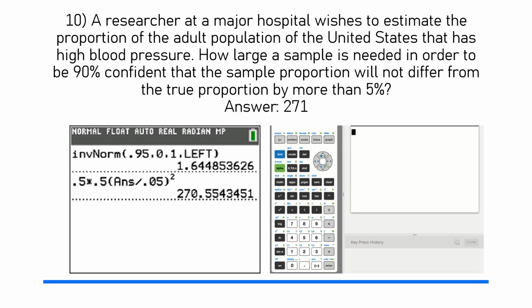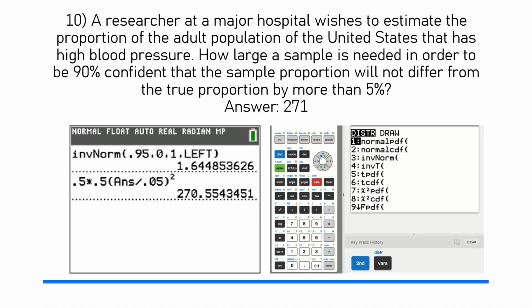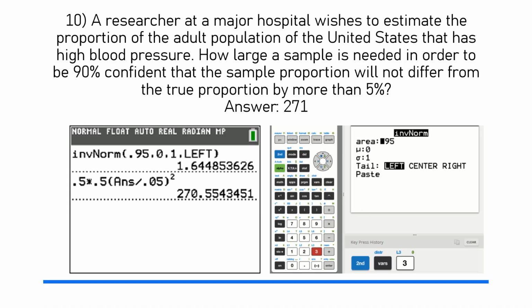They're talking about a population here, and the population means that I'm going to go back to Z stuff, no longer T stuff, but now it's Z stuff again. And so I'm going to be using inverse norm. So second vars, and then number 3. Now it's 0.95 because I'm 90% confident. If you have a color calculator, just say 0.9 and then center, but I'm going to do it on the left as if it is a black and white calculator.